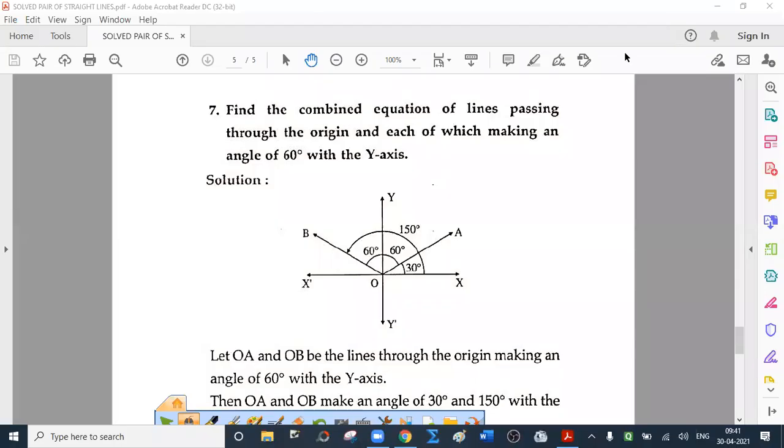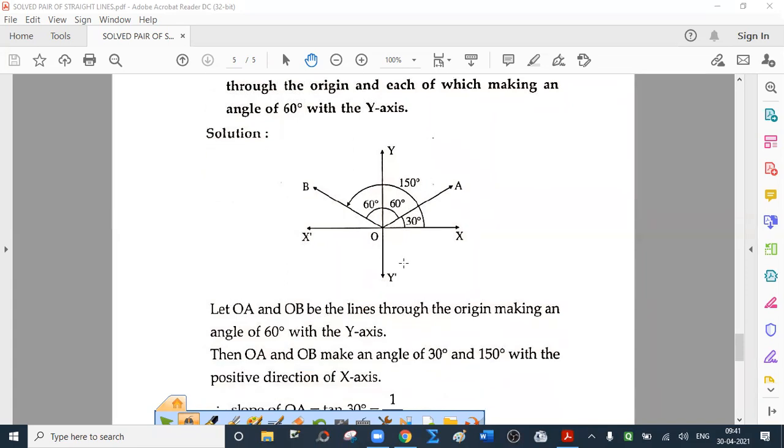Seventh, this is again an important sum. Find the combined equation of lines passing through the origin and each of which making an angle of 60 degrees with the y-axis. See, you have to consider this as, this line OA makes 60 degrees with the y-axis. So this angle is 60 and OB makes 60 degrees. So this angle is 60 degrees. Let OA and OB be the lines through origin making 60 degrees with the y-axis.